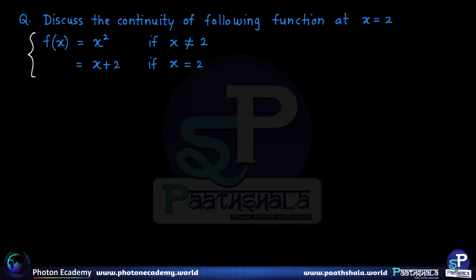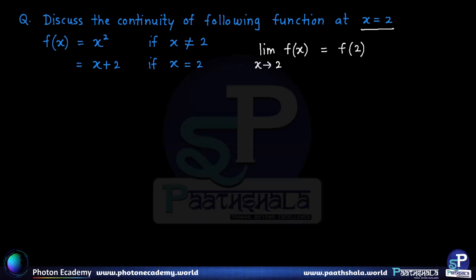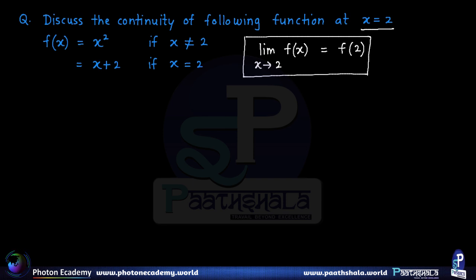So let us understand what this means. First of all, the question is asking about checking the continuity at the point x equal to 2. Alright, so if we quickly recall the definition of continuity, if we want the function to be continuous, then the limit of the function as x tends to 2 must be equal to the value of the function at x equal to 2. Alright, so if we get this particular fact, then we would declare that the function is continuous at x equal to 2. So let us check what happens.